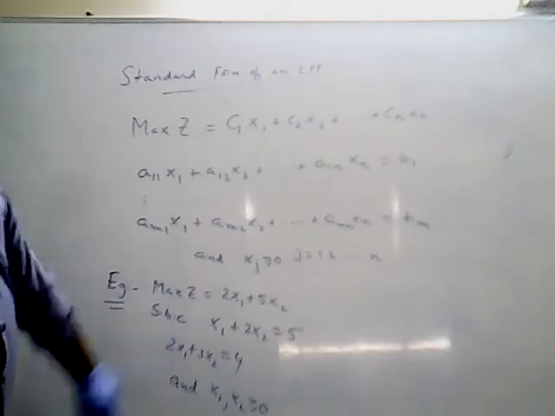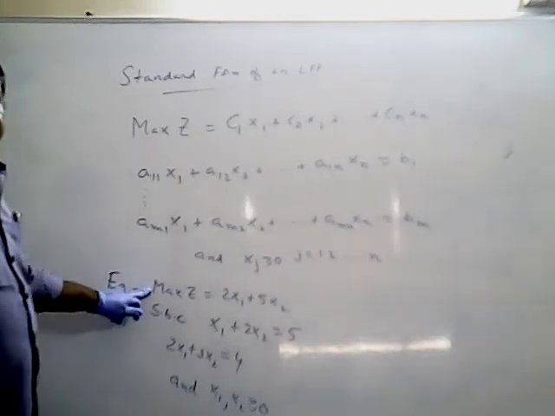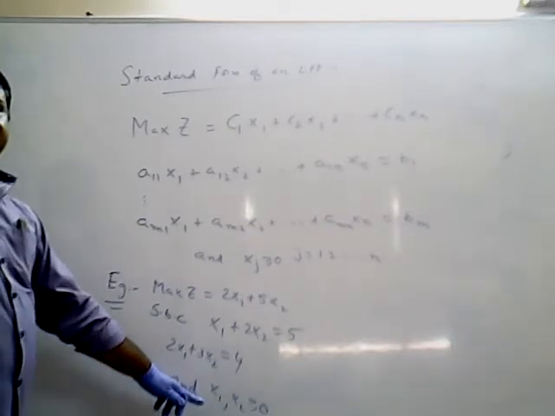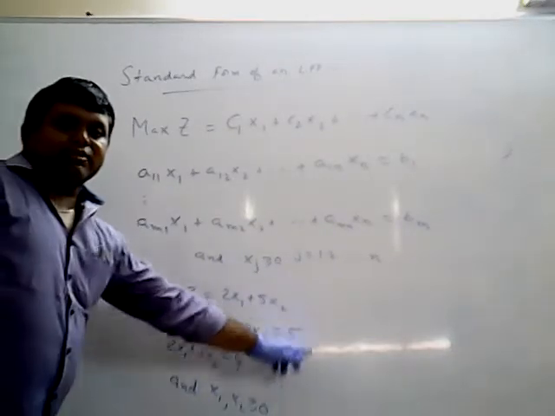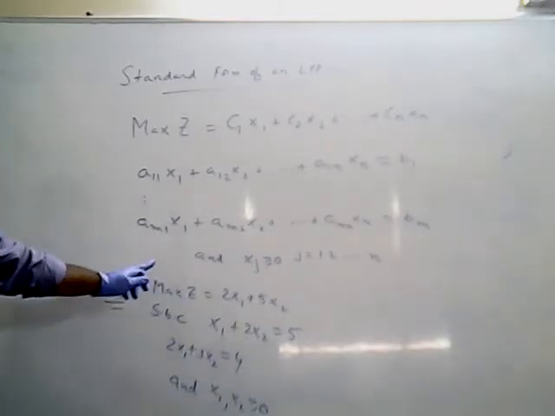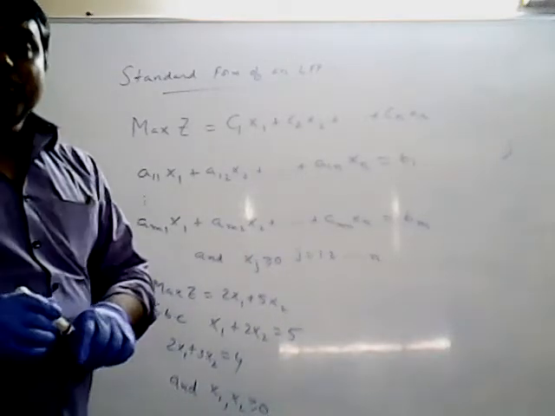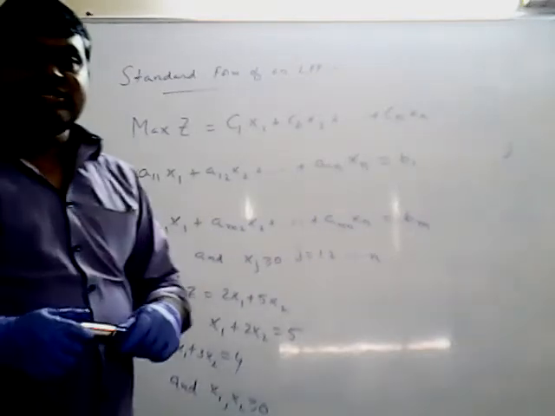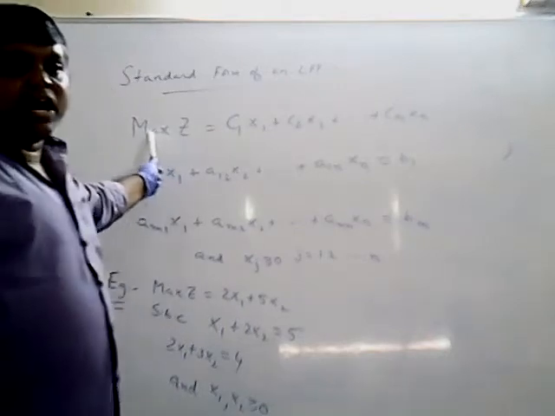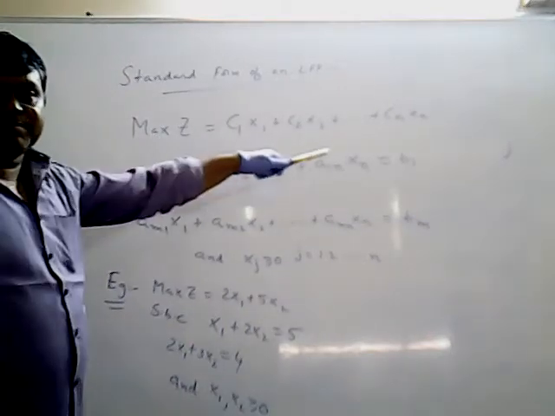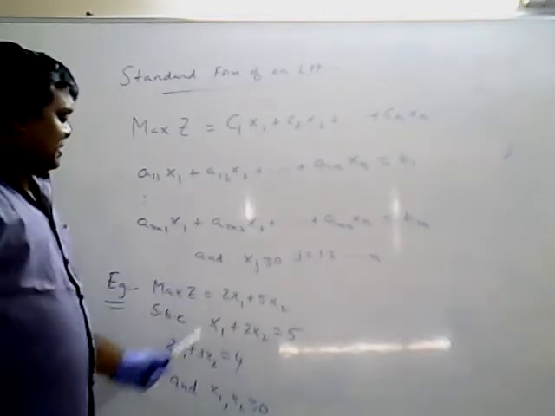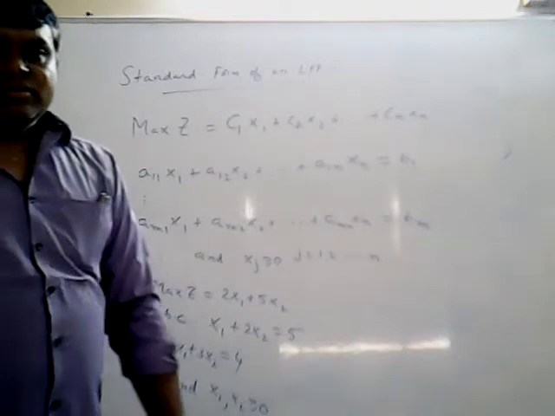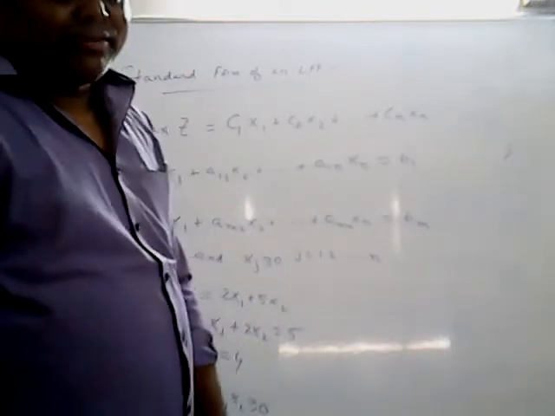Now this is a standard form. First you have to check: objective function is maximization type, constraints are equal type and decision variables are non-negative. That means this is called the standard form of an LP. If you want, you can write the properties of standard form of an LP. The first property: objective function is always maximization type. Second, constraints are equal type and decision variables are non-negative. So I think all of you understood what you mean by standard form of an LPP.